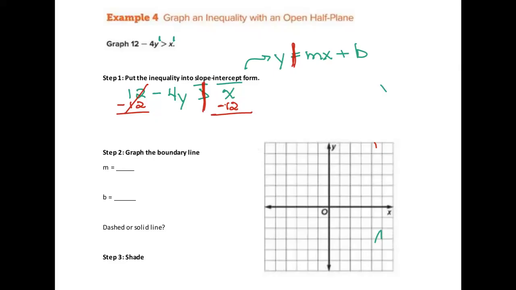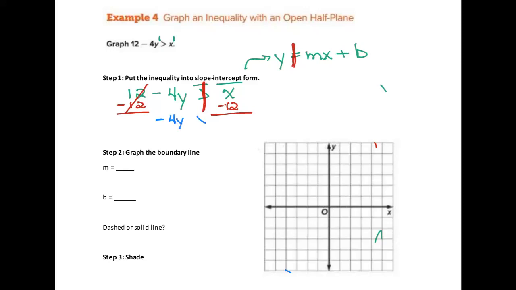And don't forget, Hector, we need to bring down that negative sign. So negative 4y. Hector, you with me? Hector. Are you okay? Okay. Well, you were looking over there. I was like, oh. Don't forget that negative sign.